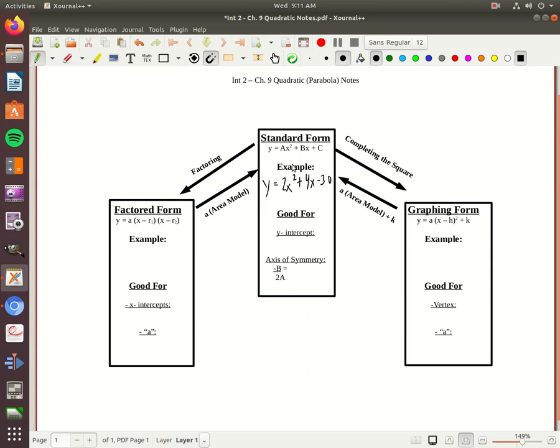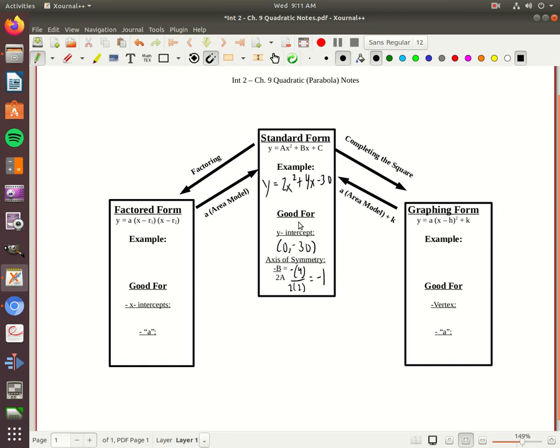So if we start with an equation in standard form, we can learn things about it just by looking at it. First of all, if we plug in 0 for x, we're going to get negative 30 for y. So I know that this is going to have a y-intercept of negative 30, and I know that I can get the axis of symmetry by plugging in negative b, where my b is 4, over 2 times a, and my a is 2. So what I'm going to get is negative 4 over 4, which is of course negative 1.